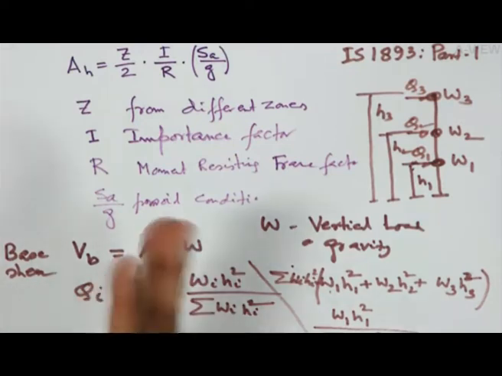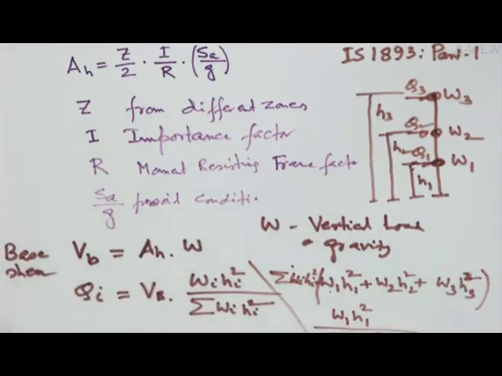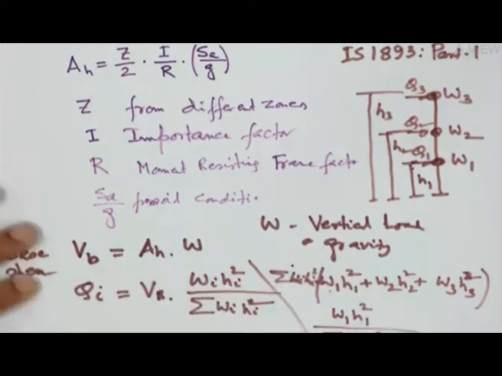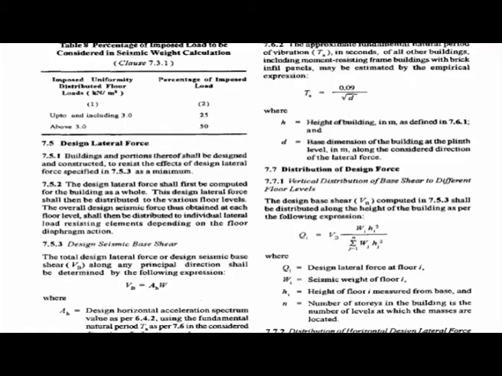That means due to vertical load in a particular zone, I know the condition of the soil, the importance factor, and how the resisting frame behaves. If I know these, then I can find out Ah, and knowing that I have to find out the lateral load, that means the earthquake load, that lateral load that you will have. So that is what we shall find out here, that is our objective.